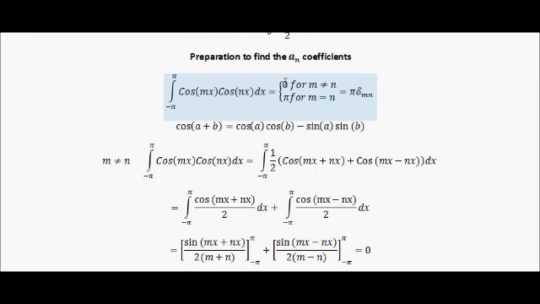And this can be described in terms of a piecewise function. It's 0 if m is not the same as n, and it's pi if m equals n. And this is another way of writing it, although I wouldn't worry too much about this. I'm basically going to prove this, and this will turn out to be very useful in working out the an coefficients. Okay, so the proof of this is quite simple.